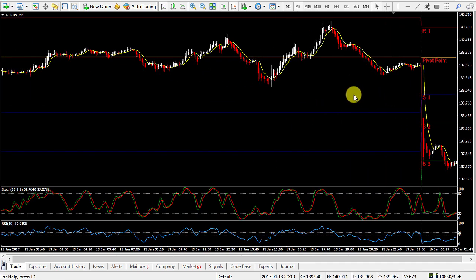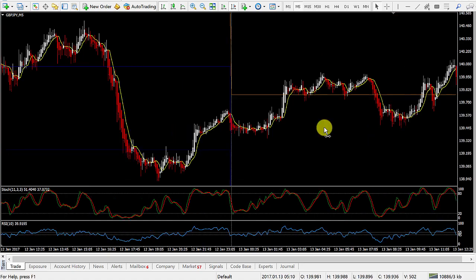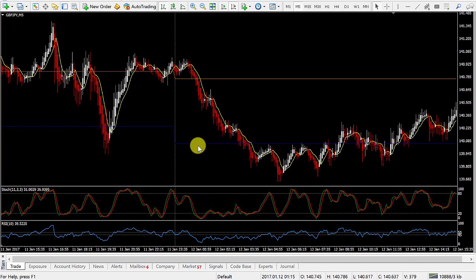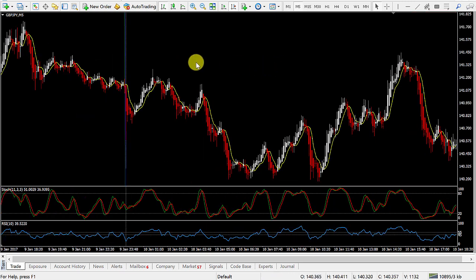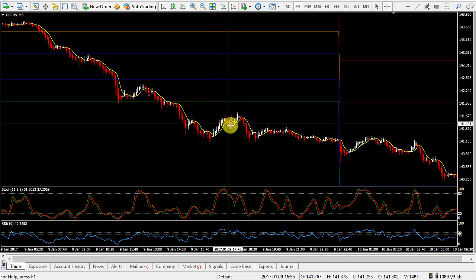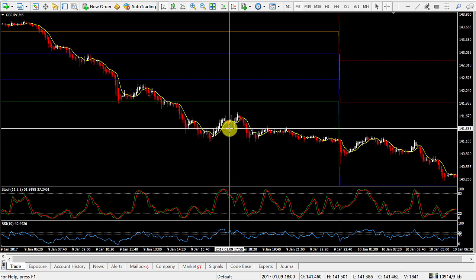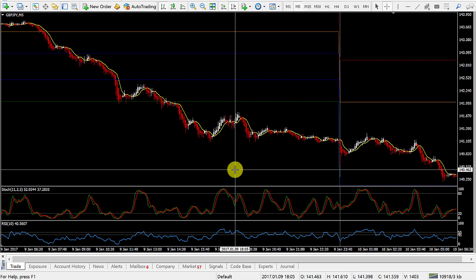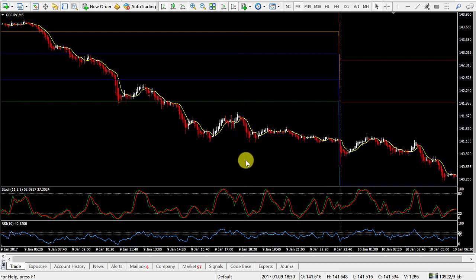Now what does a complex pullback look like? Well, a complex pullback is a pullback with waves inside of the pullback. So let's see if we can find one. This one, for example. Here we have a wave structure inside that pullback, and these become harder to trade because we don't really know if this attempt to go back into the trend didn't work out. Why is this attempt going to work out, getting back into the trend?